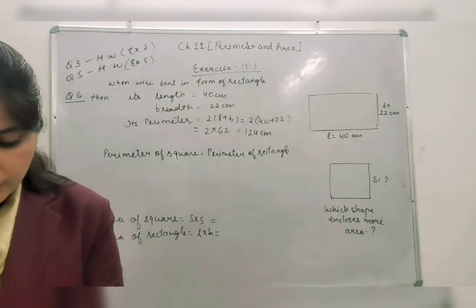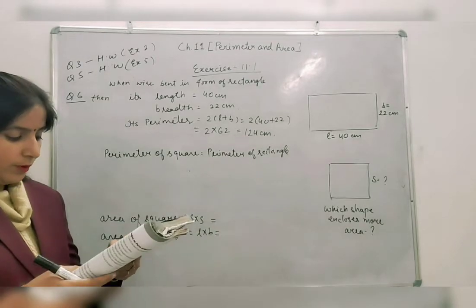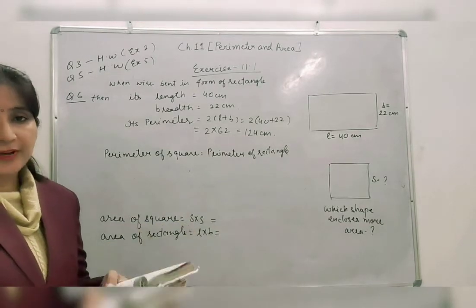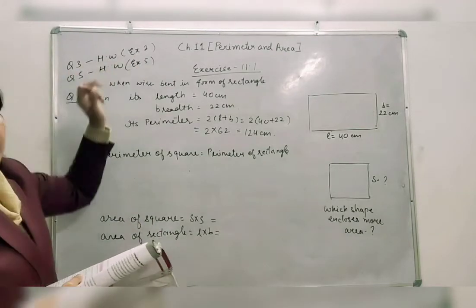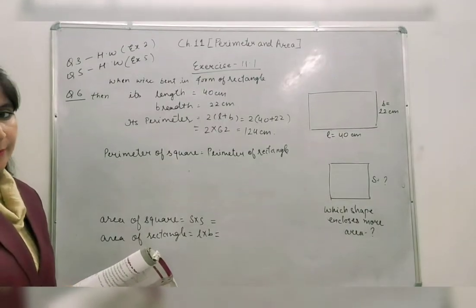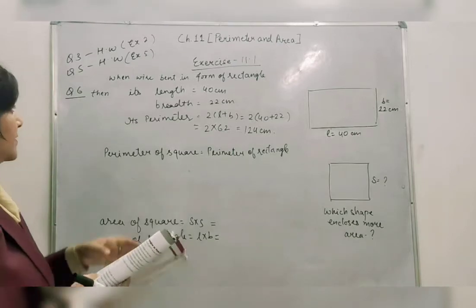Students, we have just done question number 4, but we have not done question number 3 of exercise 11.1. Why? Because you have to do it yourself. It is your homework. It is similar to example number 2 that we have already discussed.